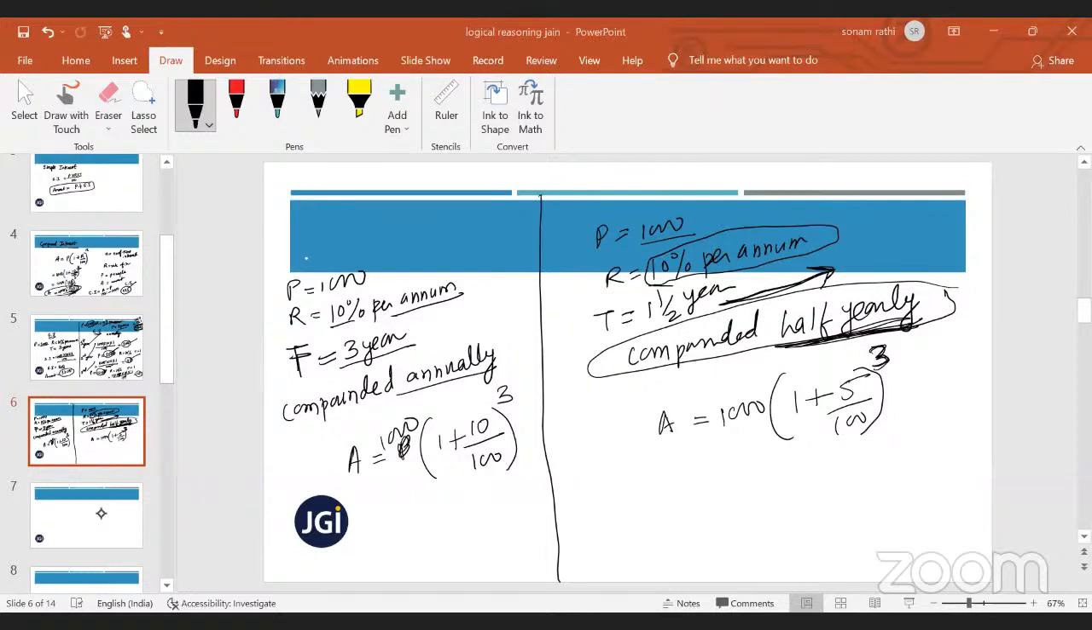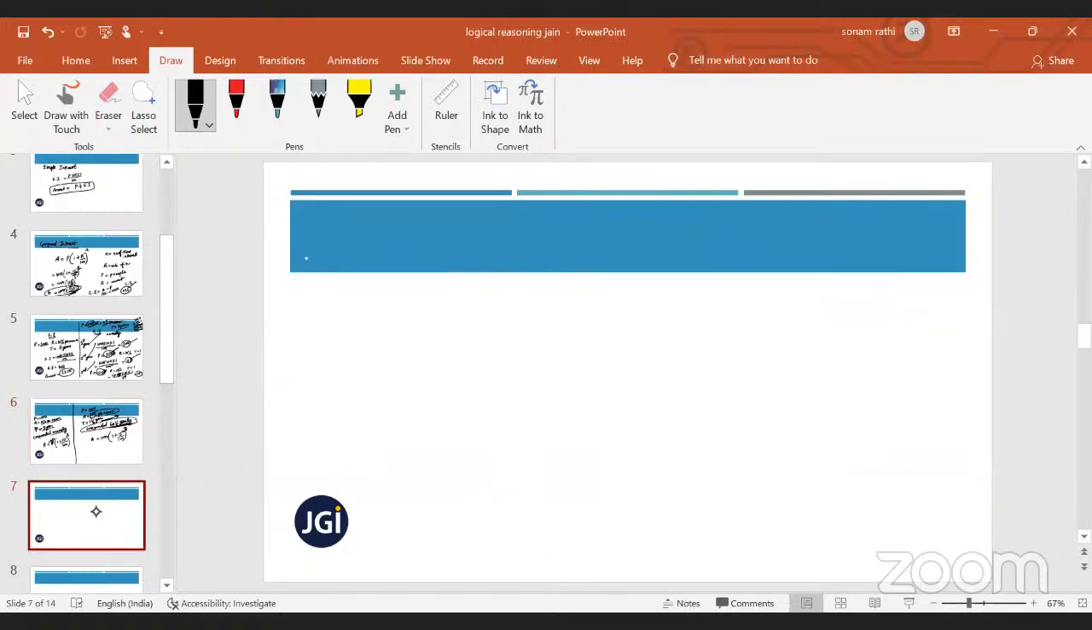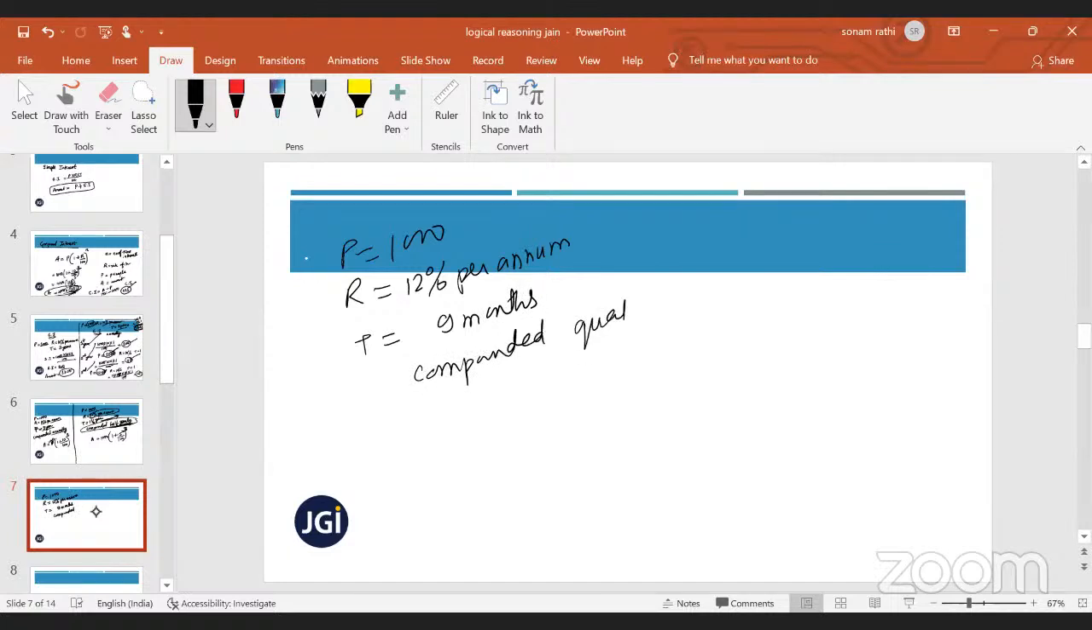Okay, if I give you one more case, let's say I give you principal 1000, rate let's say 12% per annum. Time, let's say I give you 9 months, and I say compounded quarterly. Compounded quarterly. Now you tell me what all values I need to fix.